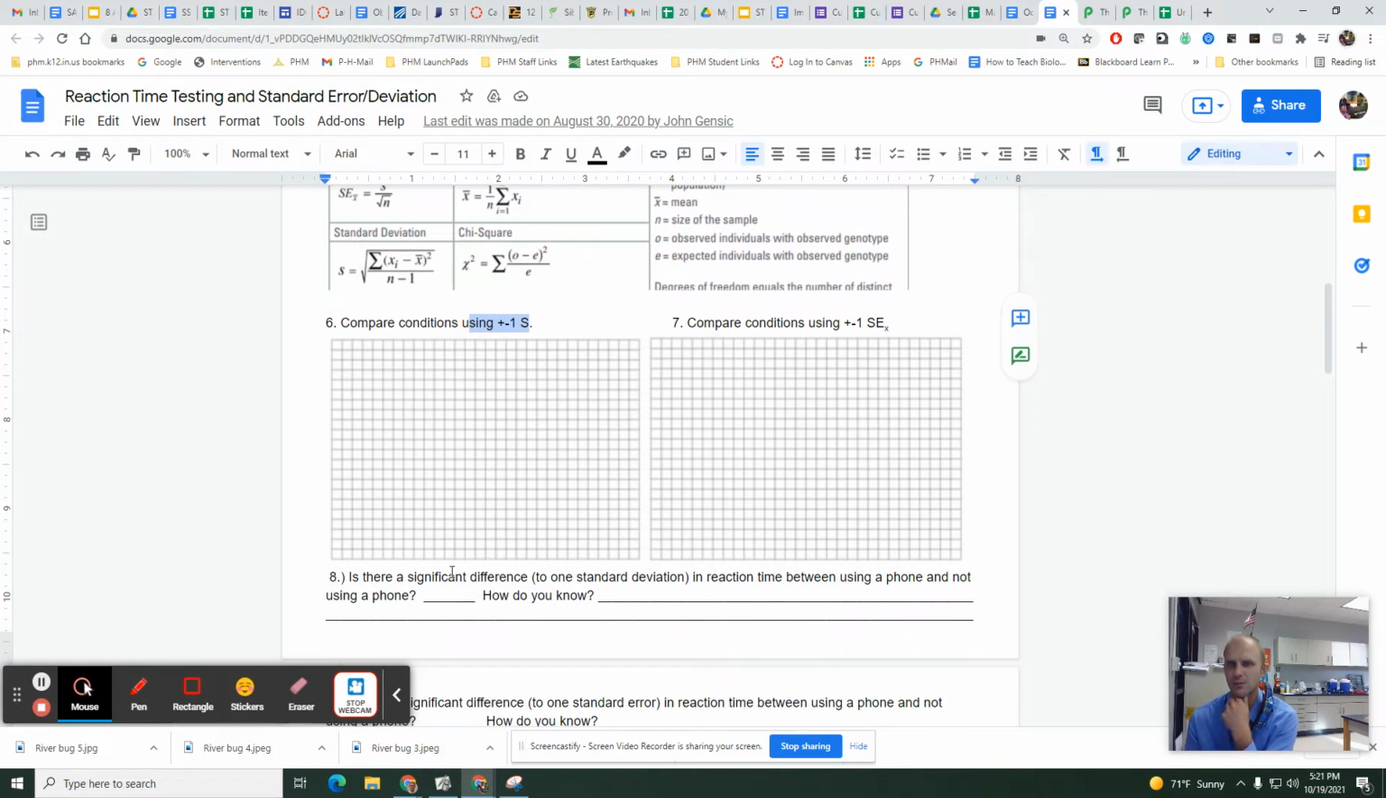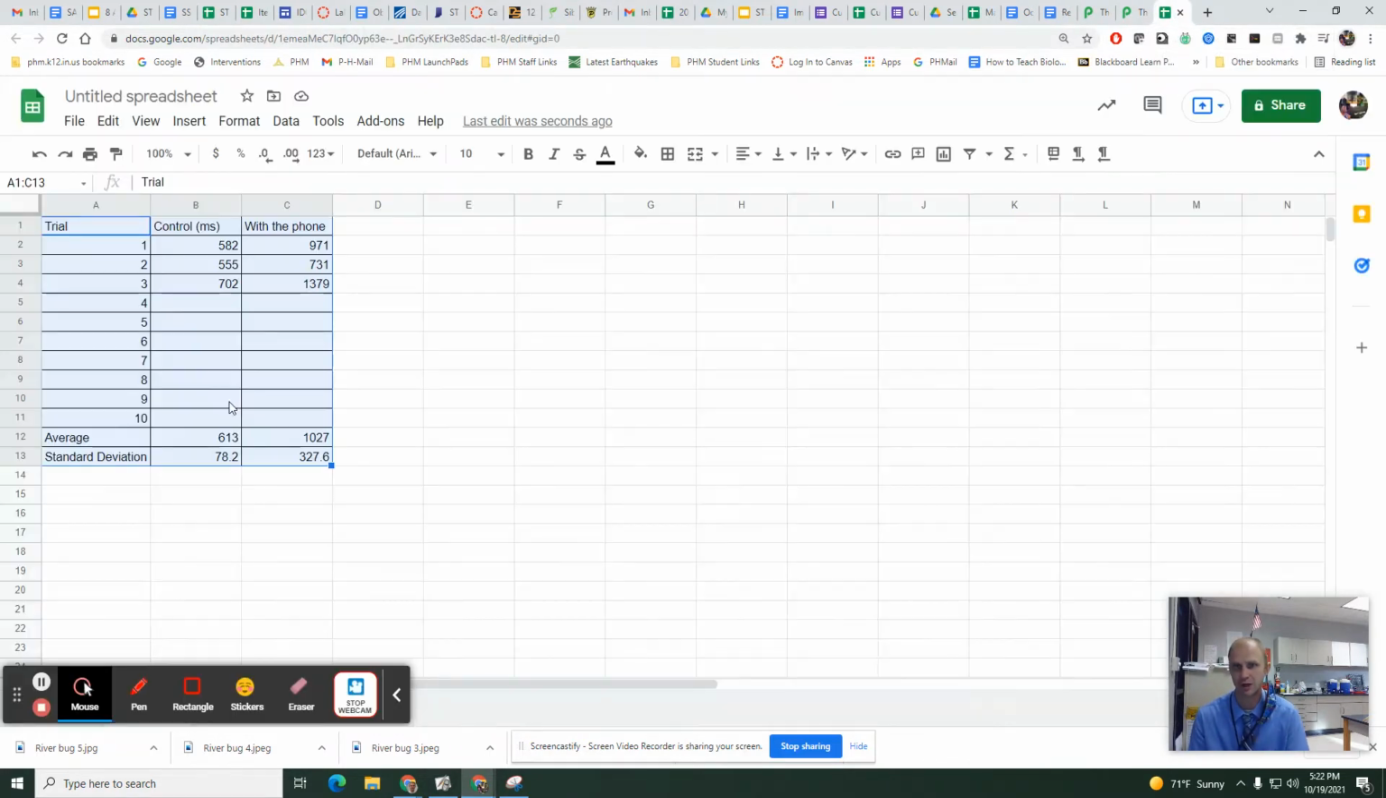Okay. So you then go and you graph this. So you need to make 2 graphs. One is plus or minus a standard deviation. One is plus or minus a standard error. So let's talk about standard deviation, standard error. So here, the average will be what the bar goes up to, 613. And you go up a standard deviation and down a standard deviation. So average plus STDEV, average minus STDEV. So you can do that here, average. Your number is going to be different than mine because you should have 10 trials.